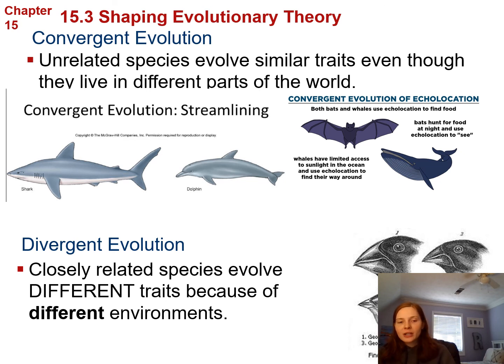And then you have divergent evolution. When things diverge, they split. This is when closely related species evolve different traits. A prime example is Darwin's finches. When they had to adapt to their new environments, they evolved different beaks over time. So that's definitely divergent evolution. They evolved different traits because they each had different environments. Even though they're closely related, they all evolved from one species, and they had to evolve different traits in order to survive.